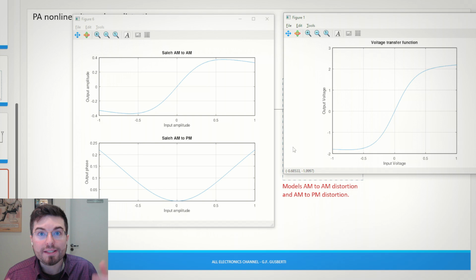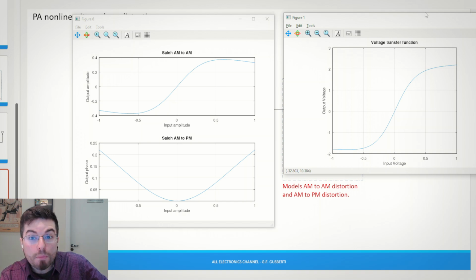The model is only a model. It will not be equal to the amplifier, never. This is a model of the amplifier. It will help to correct the amplifier. It will help to understand the amplifier behavior, but it is not the amplifier. The real amplifier behavior happens to exist only in real life, and the model tries to model it. So we can see that the Saleh model has similarities, but it's not equal.